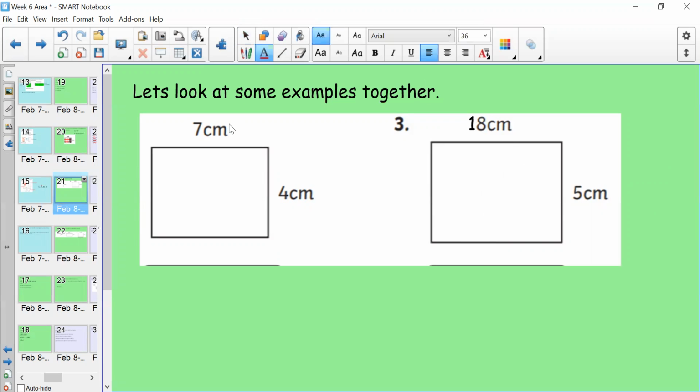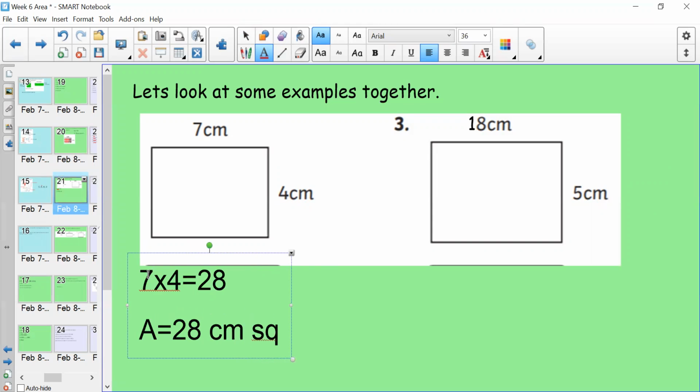Okay, so the first shape, we had 7 centimeters and then 4 centimeters. So all we had to do is multiply 7 centimeters by 4 centimeters, which equals 28. So then we have to write area equals 28. It's important to put centimeters and then squares, or you could have put squared with the symbol that we've been using this week.